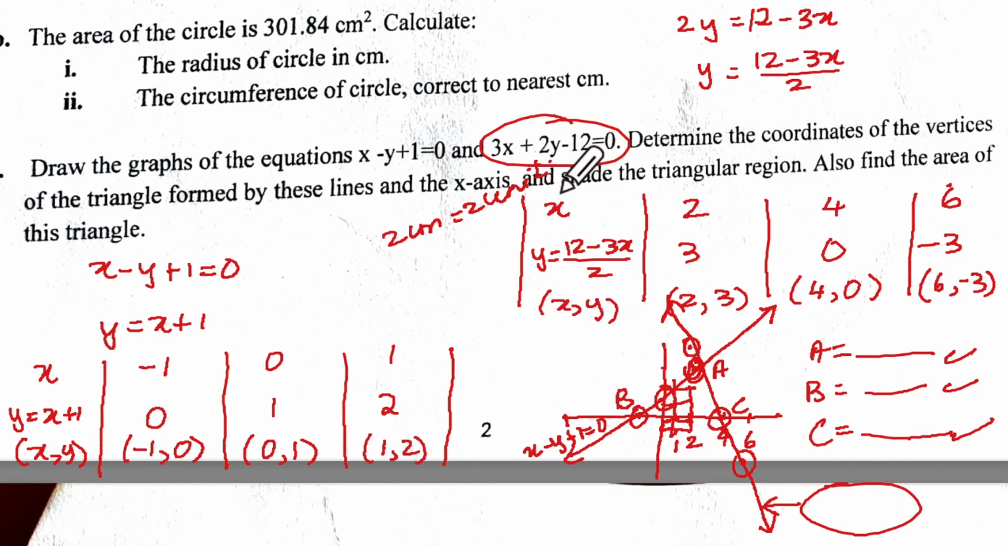Now they say shade the triangular region, they are telling you to shade. And find the area of the triangle. What will be the area of the triangle? You will measure from here to here. This is 4 and this is how much? What is this point? Minus 1 comma 0, no? So this is 4 and this is 1 unit. So how much is the base here? Together how much is it? 5 units.